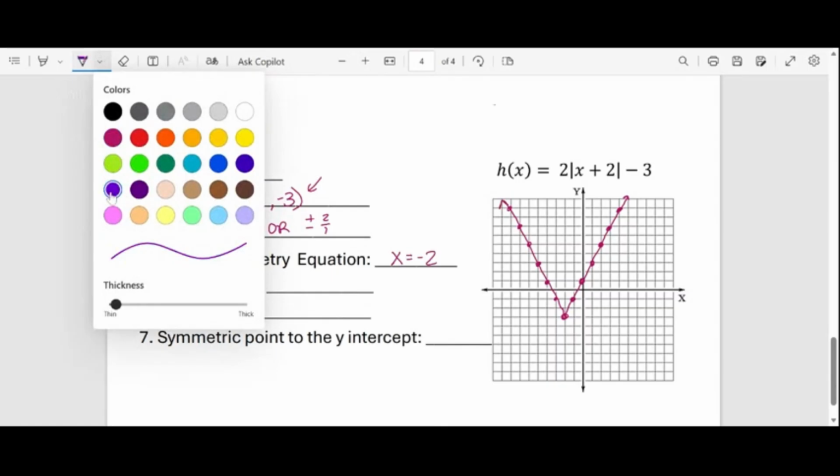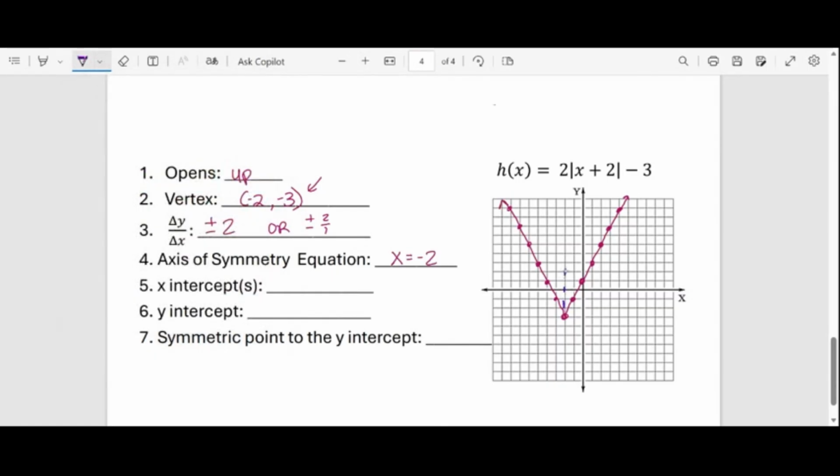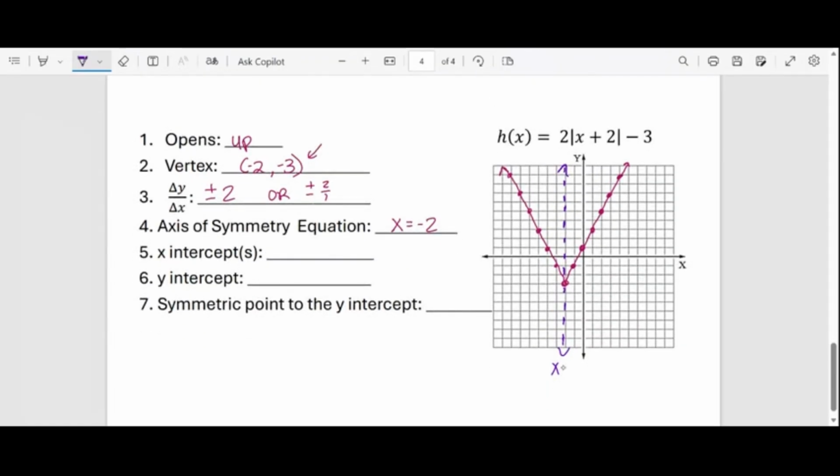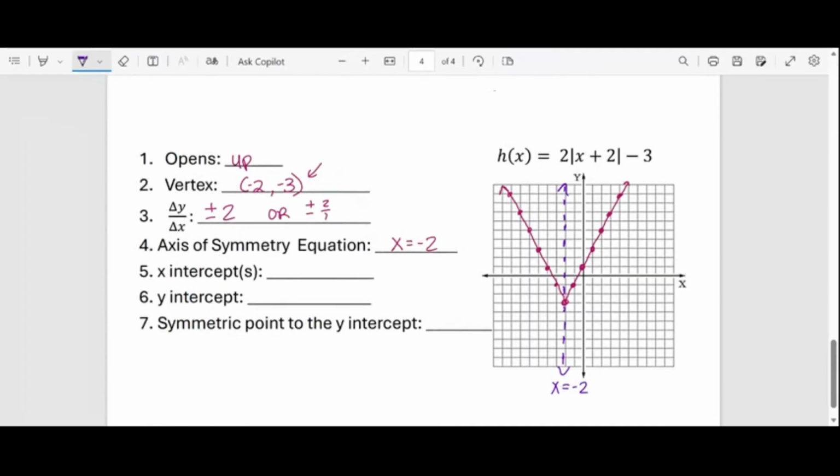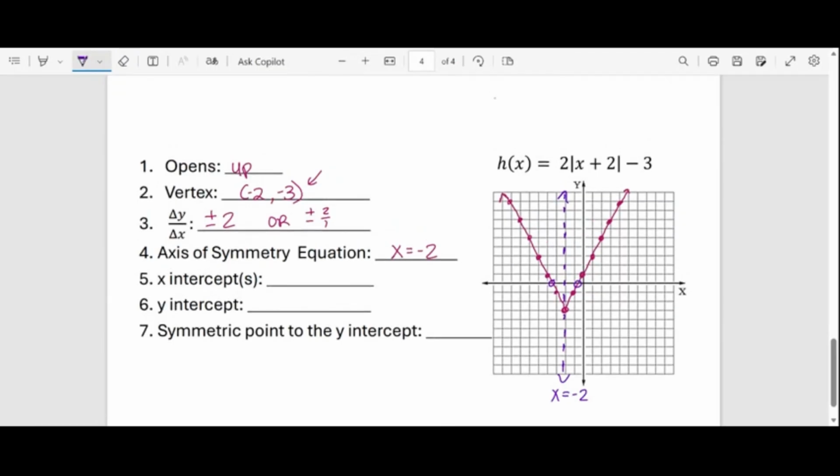Now I can fit in my axis of symmetry. So my axis of symmetry is going to be straight through the middle. And like we said, it's going to be x equals -2. And you know it's x equals -2 because it crosses your x-axis at -2. Sorry, I'm hitting everything but what I want to. There we go. X equals -2. Good. Now our x-intercepts are yet again fractions. So let's go ahead and solve it.